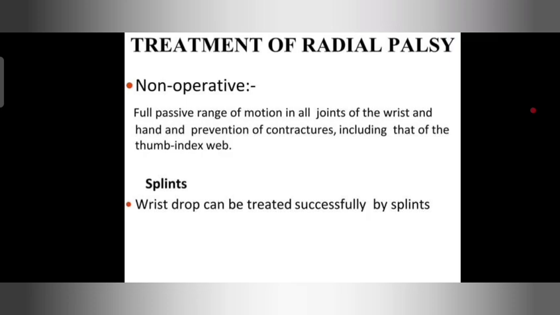Next is the treatment of radial palsy. First is non-operative: full passive range of motion in all joints of the wrist and hand, and prevention of contracture, including that of the thumb-index web. Splints can be used, and wrist drop can be managed successfully with splints.